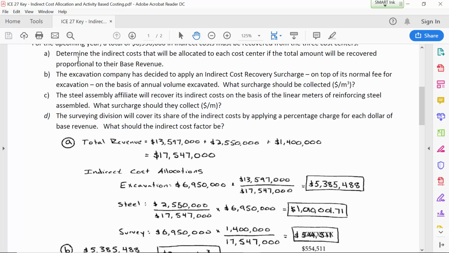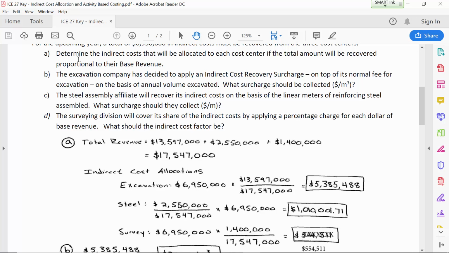So it looks like the excavation company is going to have to chip in about 5.4 million, the steel company about $1 million, and the surveying division about $555,000. That'll be their proportional shares of the overall indirect costs. And since they do such different things, they're all going to have a different way of recovering that. They're going to just pass it along to their customers, obviously.